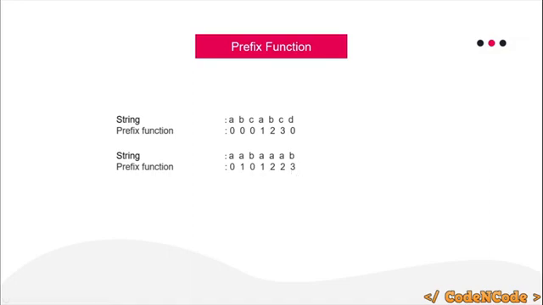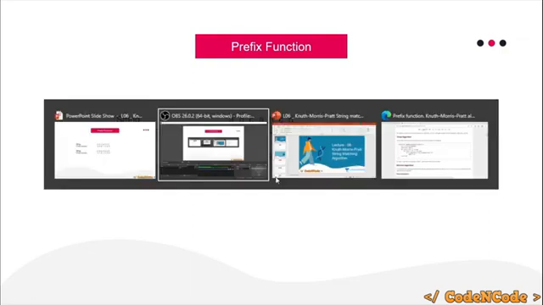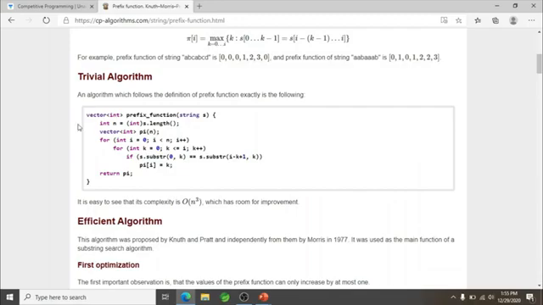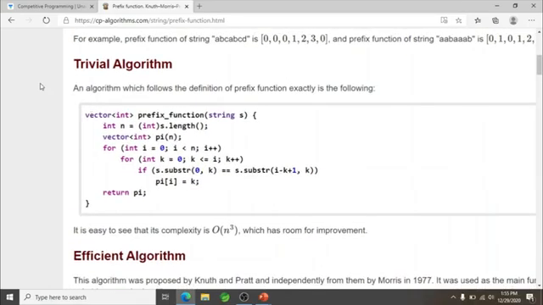Now, you can use the naive approach to calculate this, and if I show you here, this is the code. Let me increase the font size. This is on cpalgorithm.com, the link to which I'll be providing in the description.